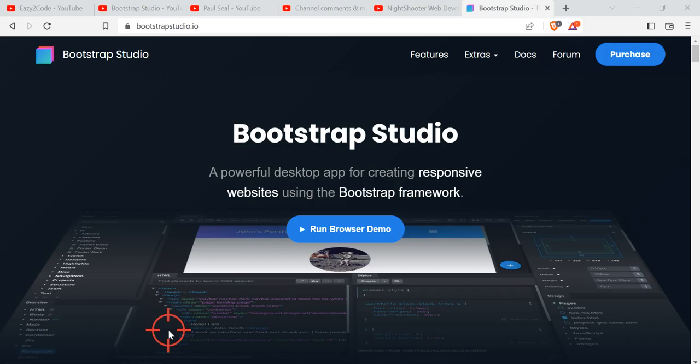In October 2015, this came about. Bootstrap Studio was born to the world, and this is a fantastic idea about how you can build responsive websites using Bootstrap framework, as it says here. And straight away, I think it was probably the next day or the day after that, I bought Bootstrap Studio.